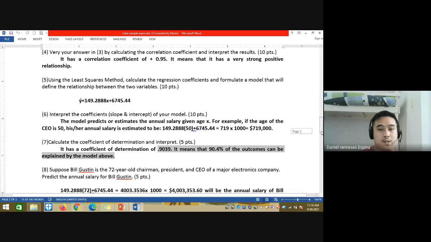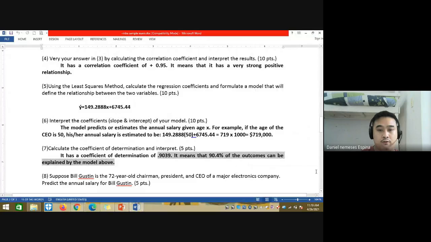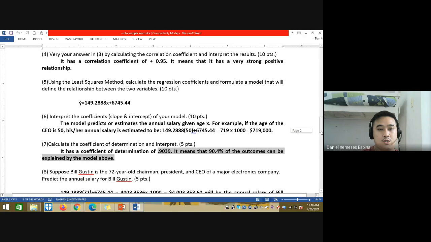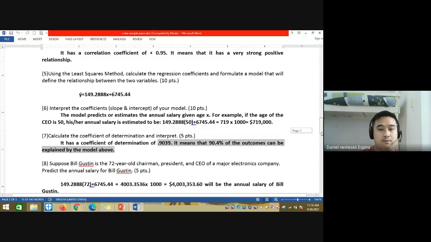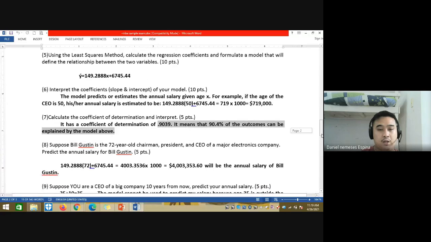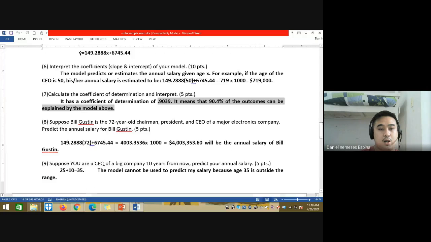Okay, so suppose Bill Gustin, a 72-year-old chairman, president and CEO of major electronics company. So predict the annual salary of Bill Gustin. So using our formula, 149.28 multiplied by 72 plus 6745. So you will have 4,353.60.